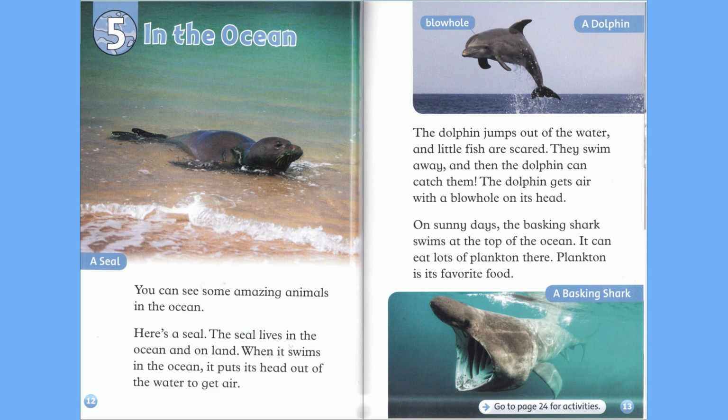On sunny days, the basking shark swims at the top of the ocean. It can eat lots of plankton there. Plankton is its favorite food.